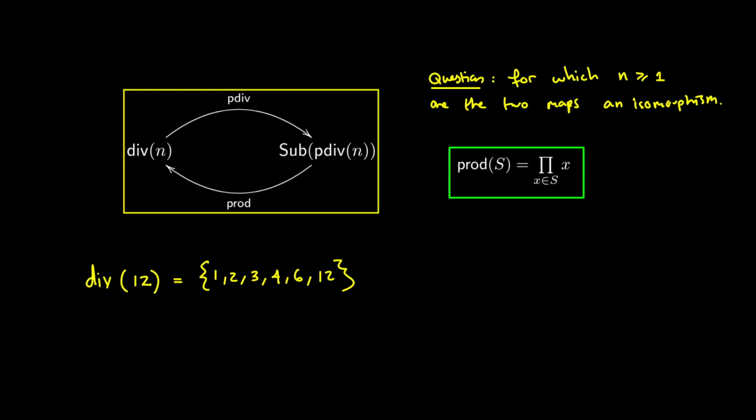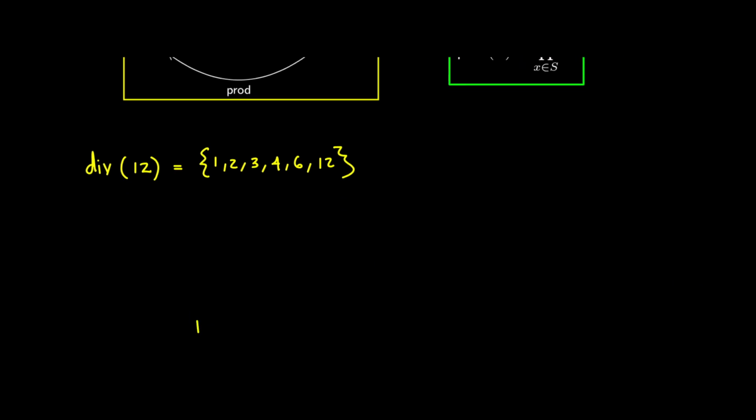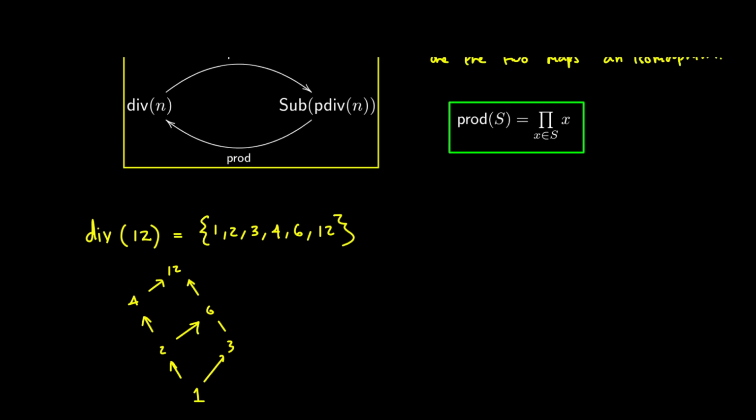If you want to see the diagram, we might as well draw it here. Here's 1. Here's 2, and then 3, and then we can also go one step further in the direction of 2. We can go to 4 here. And then here will be 6, and then here will be 12. Okay, so this shows you the Hasse diagram. And the thing to see immediately is that these two maps given up here are not going to be isomorphisms.